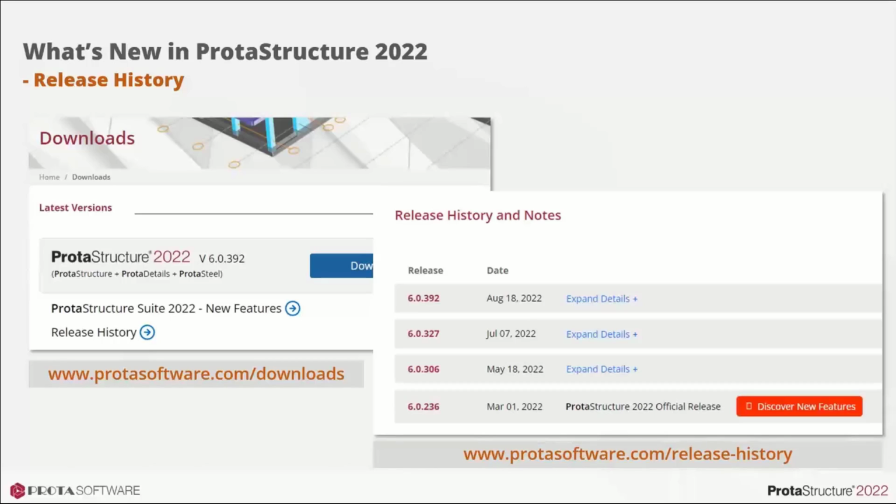I want to pause a little bit here and talk about what you can do to learn more about what we have done in ProtaStructure. I tried to cover what we have done in the official release in March and in the 6 maintenance releases after that. But if you want to learn more about what is done in these releases, you can visit the release history page on our website. Here you will see a complete list of new features and improvements with detailed explanations.